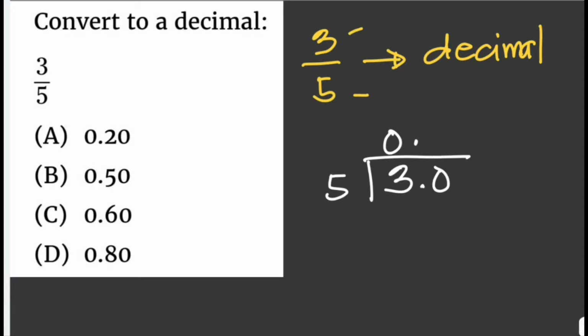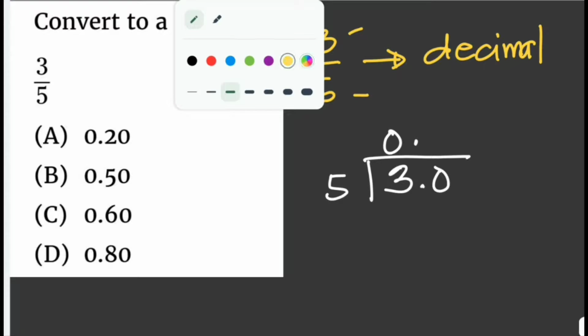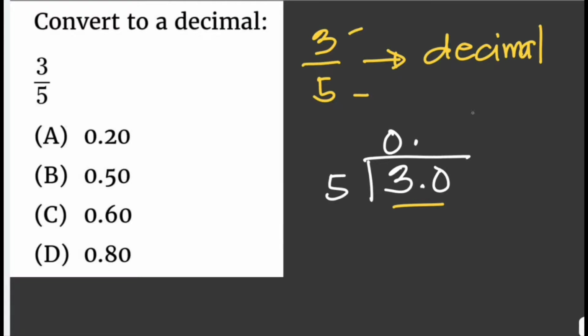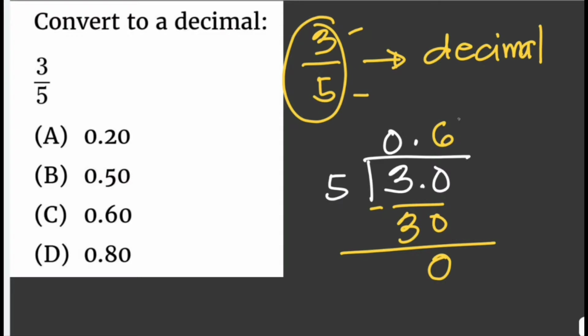When we add 0 to our dividend here, which is 3, it would become 30, and now it's divisible by 5. So 30 divided by 5 is 6, then 6 times 5 is 30, and then we subtract. This would give us 0. So 0 remainder, or no remainder at all. Therefore, 3 over 5 is just equal to 0.6, or 0.60, in decimal form. So the answer here is letter C, 0.6.